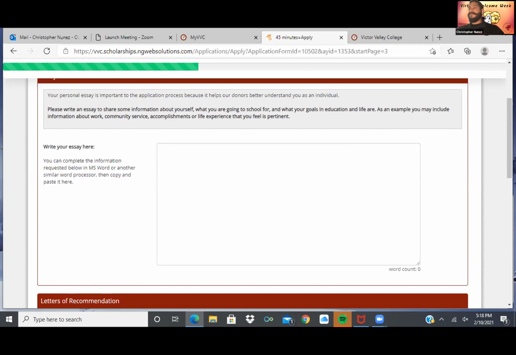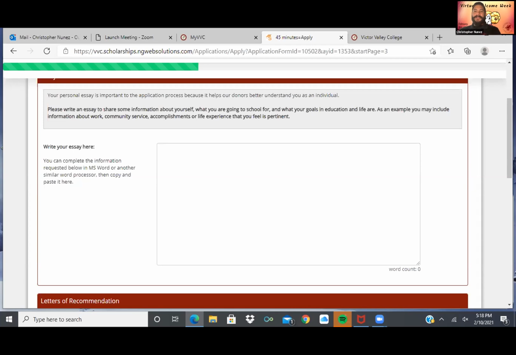This section is for your personal essay. So the prompt says, please write an essay to share some information about yourself, what you're going to school for, what your goals in education and life are. As an example, you may include information about work, community service, personal accomplishments, or life experience that you feel is pertinent. This is your opportunity to paint your picture that you are a real human being.